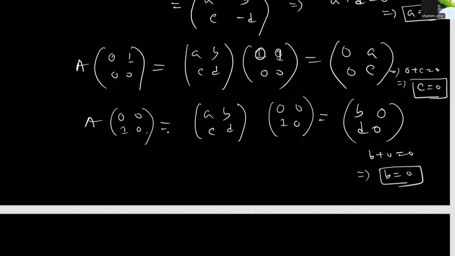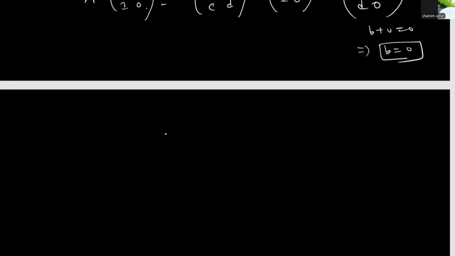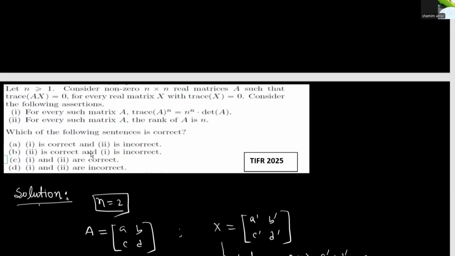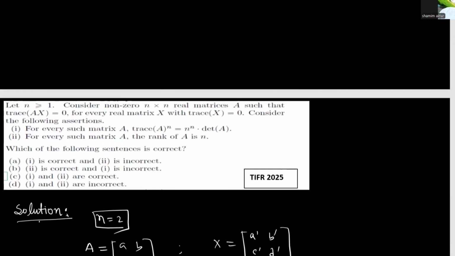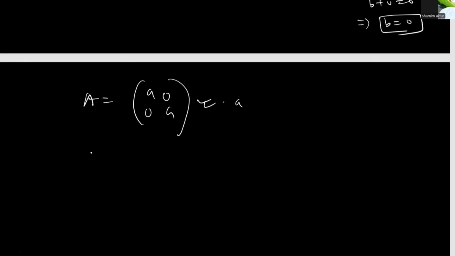So ultimately the form of A is as follows: A equals a 0 0 a. This type of matrix is a scalar matrix. And it is also given that A is non-zero, so we consider the non-zero matrix, a not equal to 0.